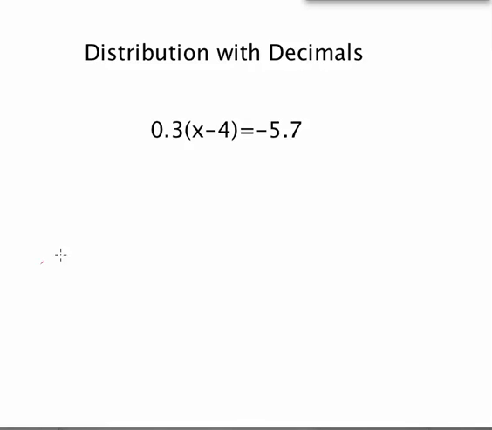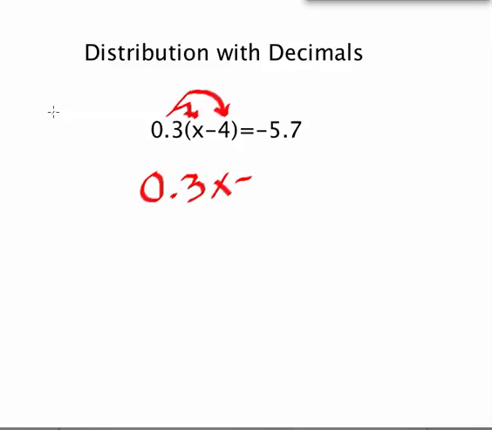As you can see, we have a distribution problem here with a 0.3 being distributed into x minus 4. We're going to go ahead and draw our arrows to both terms inside the parentheses, and we will just go ahead and multiply these decimals out. 0.3 times x will give us 0.3x. And we'll keep this minus sign here.